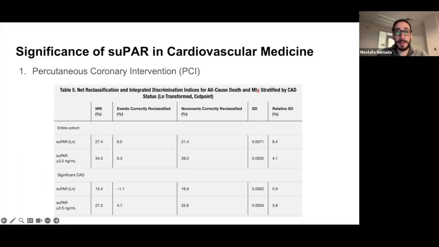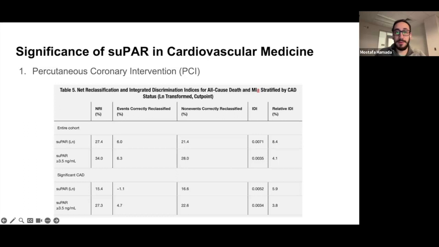However, research has now taken a different avenue in this field, where there has been a correlation between elevated plasma uPAR concentrations, or soluble uPAR, and the severity of cardiovascular diseases. As you can see in this figure, there is a very positive correlation between patients with elevated uPAR levels and the prediction of future adverse cardiac events.